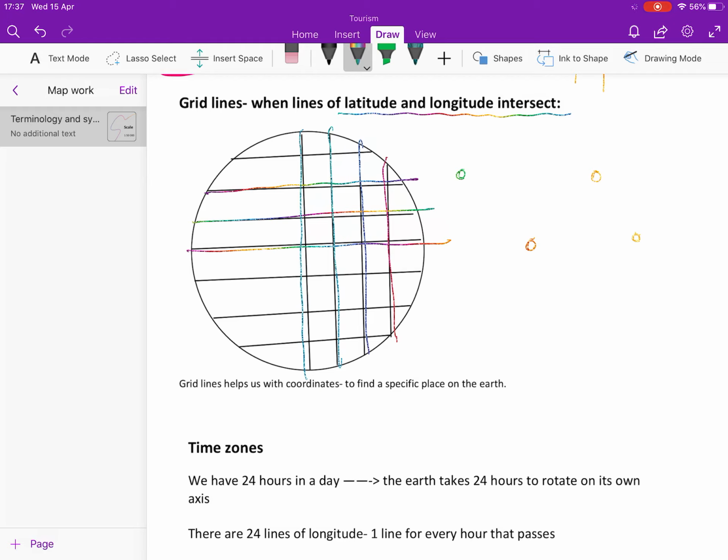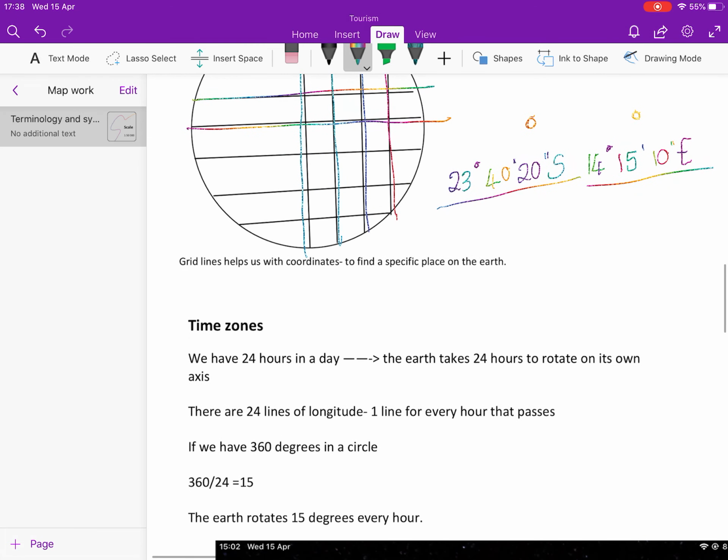So a simple coordinate or position coordinate would look something like this: 23 degrees, 40 minutes, 20 seconds south. And you will have a second set of coordinates, which is 14 degrees, 15 minutes, 10 seconds east. Okay, this is what a simple set of coordinates would look like. Like I said, they help us to find places on the earth.